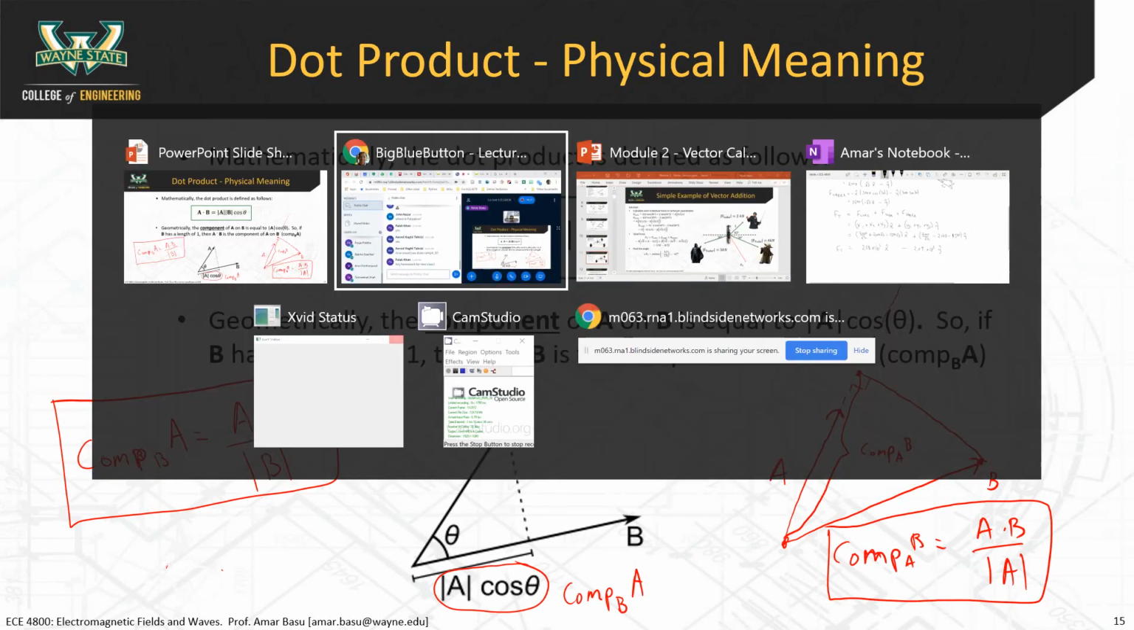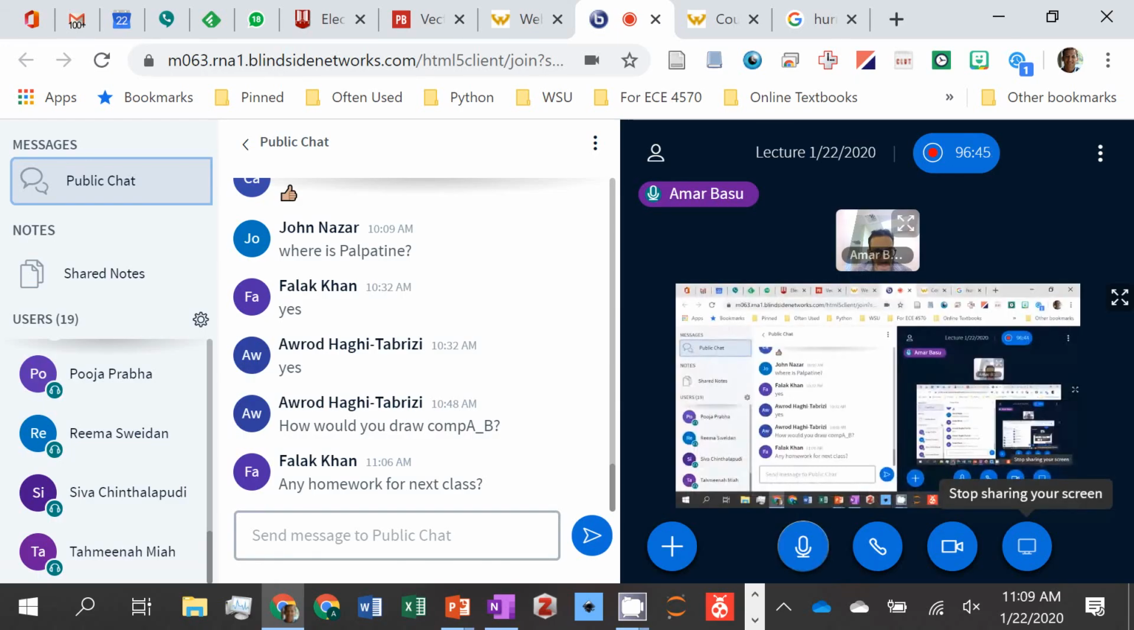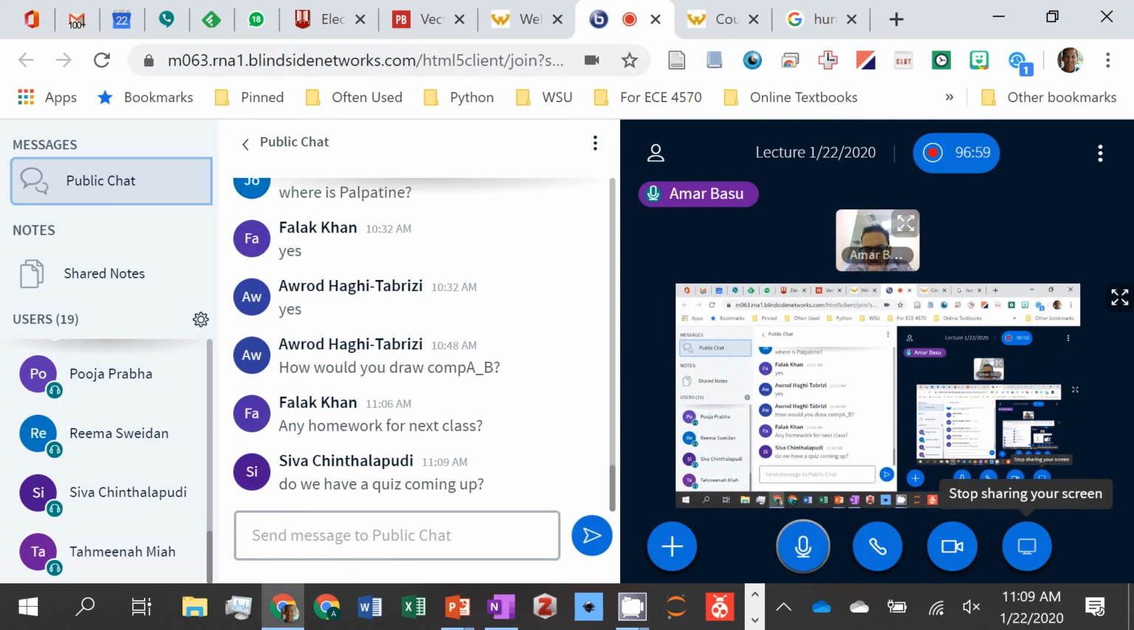Great question. Let's see if there are any questions. Any homework for the next class? Yeah, Falak, that's a good question. I am going to be assigning a homework tonight. It's going to be on Module 1, what we finished up last week. And I'm also planning on having just a short question on some of the vector addition stuff that we covered today. And that's going to be due next Wednesday in class.